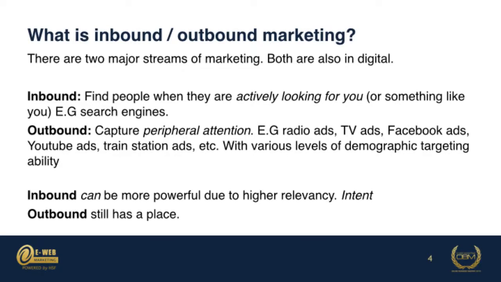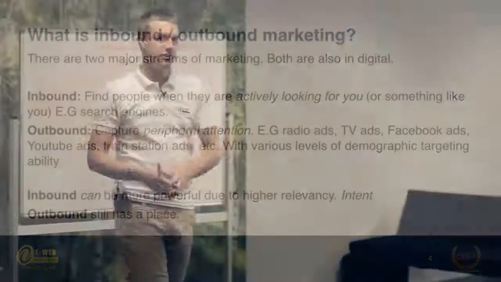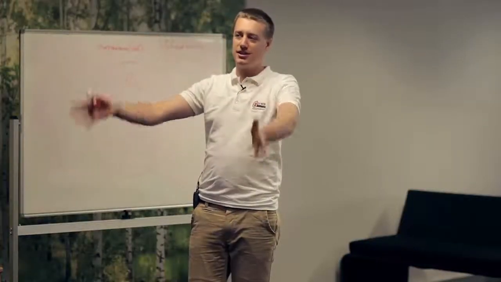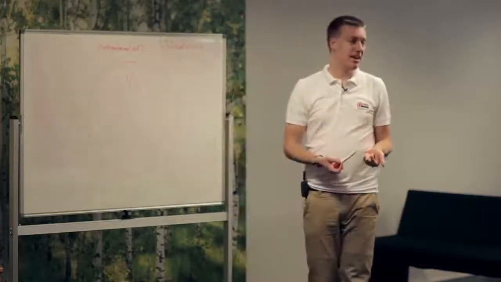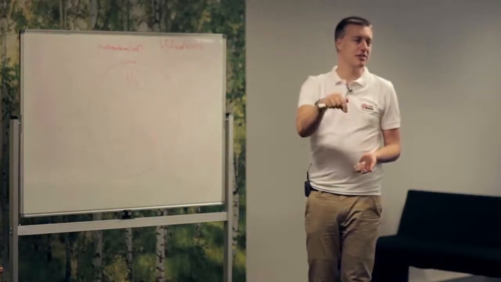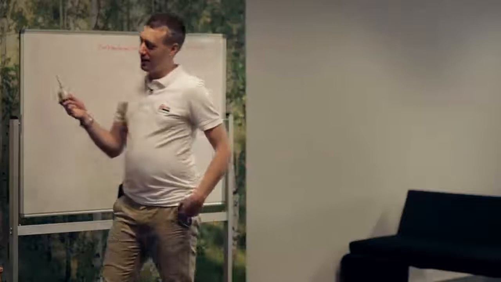Outbound is when you capture peripheral attention. So when someone is focusing on something and you are in a sense distracting them by putting an ad, for example. So a good example of outbound is a train station ad. You're standing there, you're waiting for the train, and there's a big banner in front of you that captures your attention. Now the problem with outbound is that the relevancy factor is very low. So you're actually waiting for a train and there's a big ad there that says, go to Sydney Uni and get the MBA that you've always wanted. So you may not necessarily be in the market to get an MBA. Only a small fraction of the people who are in the train station are in that market. However, with inbound, we know that these people are actively looking for MBAs, as an example.